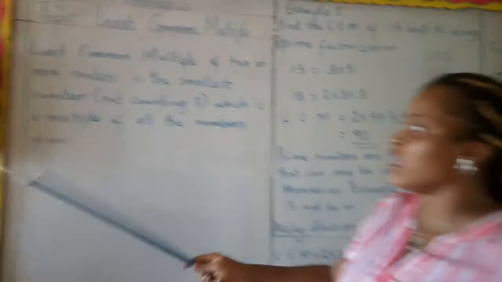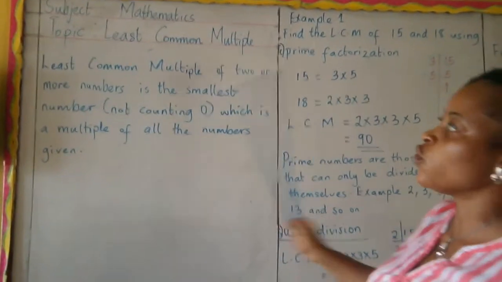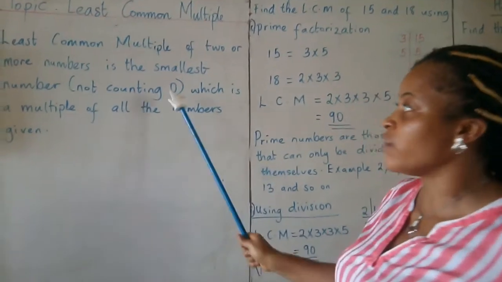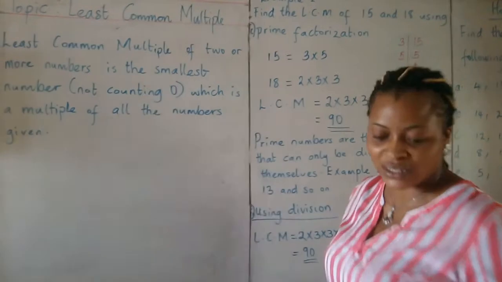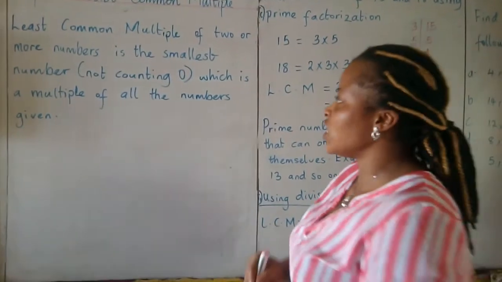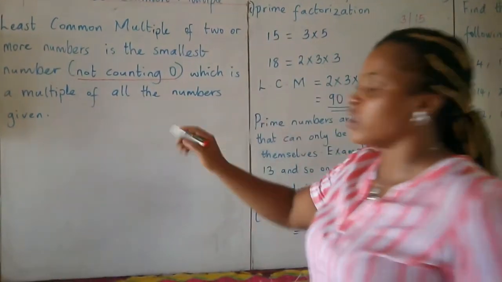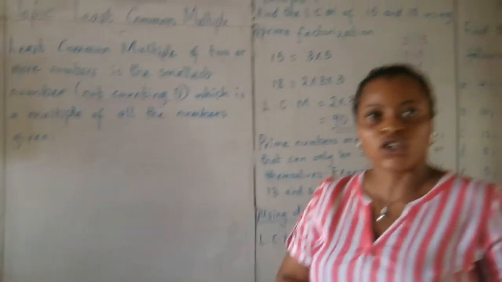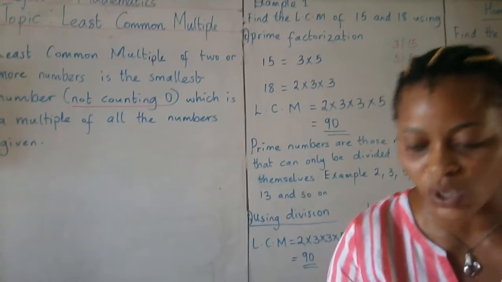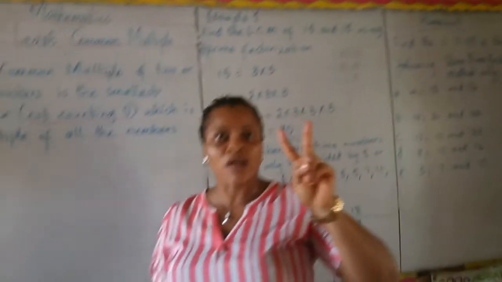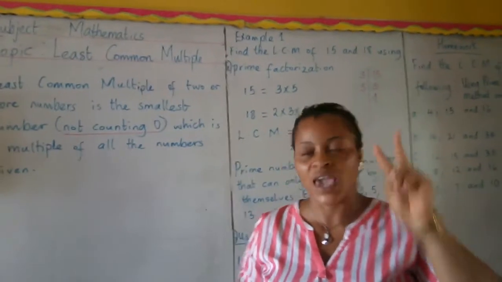And what is the meaning? The least common multiple of 2 or 3 numbers is the smallest number, not involving 0, that is what I mean by not counting 0, which is a multiple of all the numbers given. So having said that, we are going to quickly look at the 2 methods of working out or solving LCM.